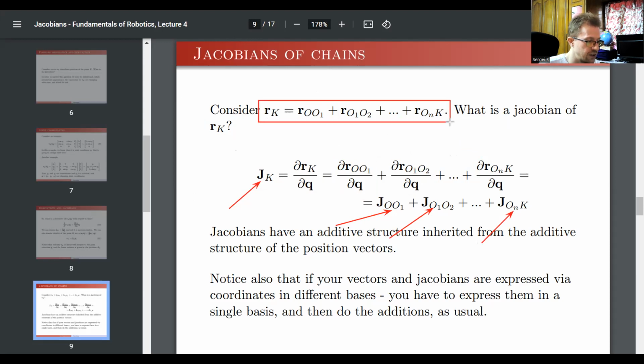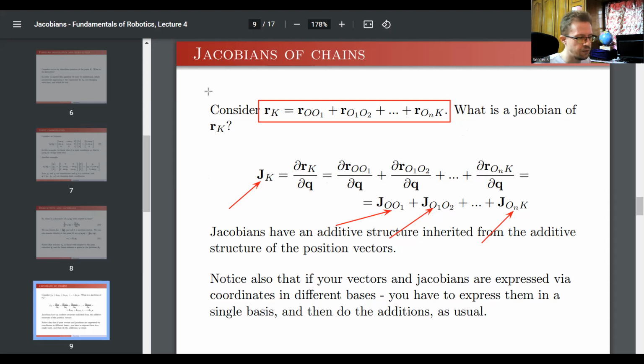So if your vector is a sum of other vectors, and as we saw for all kinematic chains, this is exactly how vectors are. All vectors are sum of some other previous vectors. Then it means that your Jacobian would be sum of other partial Jacobians. So your Jacobian would have additive structure. That is not extremely important in itself. Although maybe you can say it is extremely important in itself.